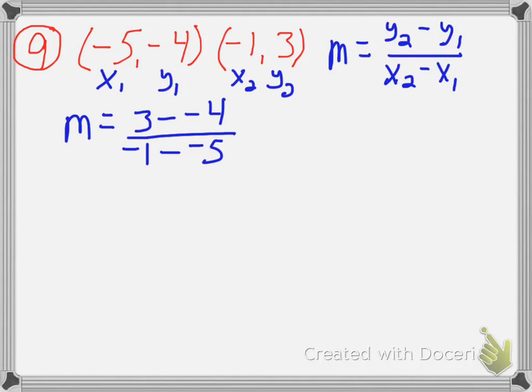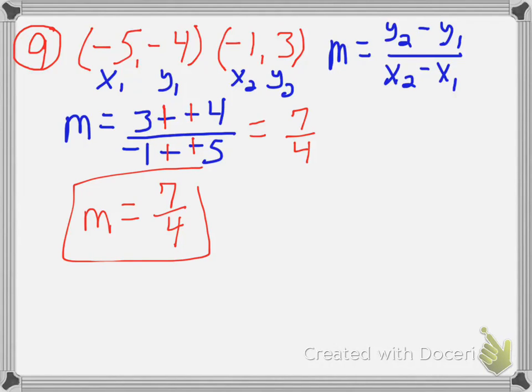So now I'm going to work through my signs here. Since I have minus a negative, that's going to become plus a positive. Anytime you have minus a negative, it becomes plus a positive. So now when I combine my signs, 3 plus a positive gives us 7 over, and then negative 1 plus a positive 5 gives us 4. That will not reduce, so our slope, m, is 7 over 4.